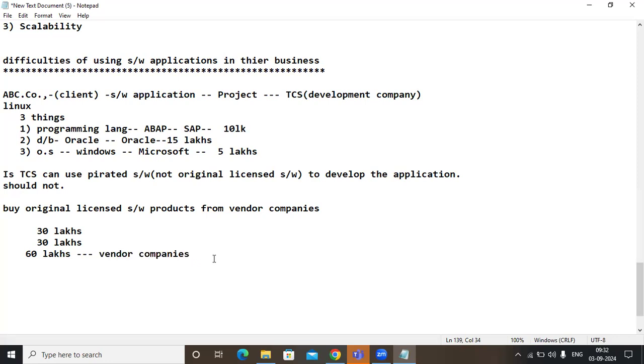That is why vendor company owners are the richest people in the world. Microsoft company owner Bill Gates. Oracle company owner Larry Ellison. Facebook owner Mark Zuckerberg.